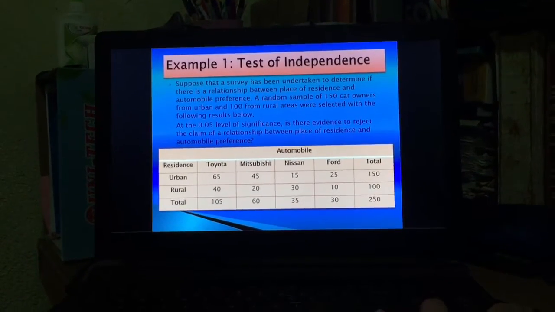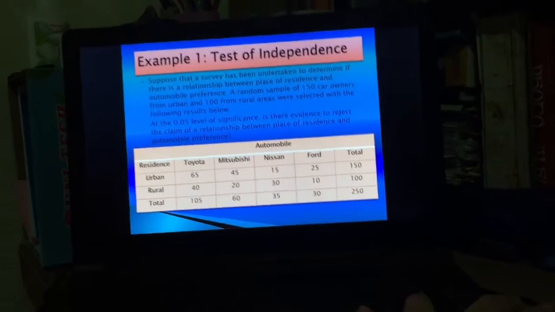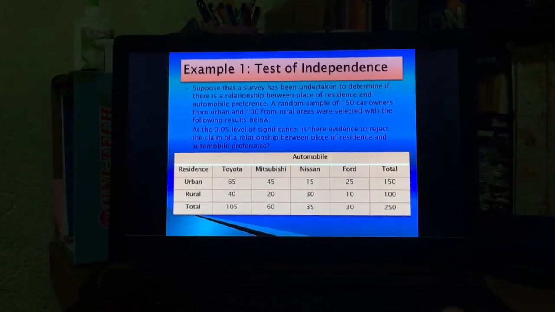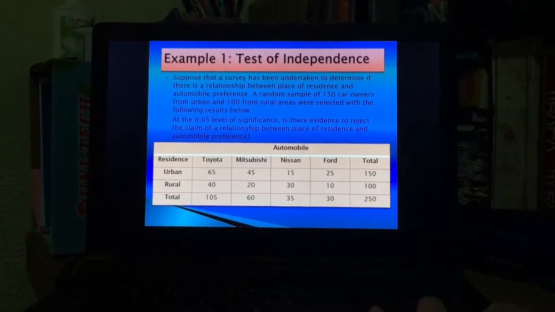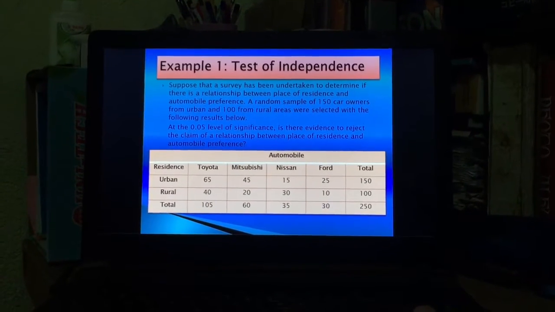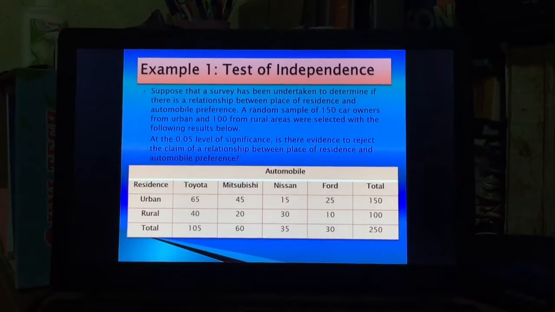We are going to use the test of independence since we are going to test the relationship between place of residence and automobile preference. So this is the given data.